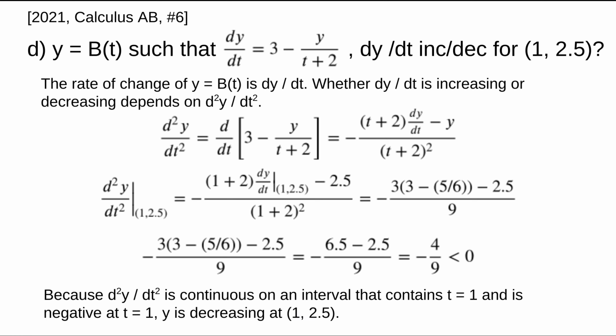Because the second derivative is continuous on this interval, you can check there are no discontinuities for dy/dt except at negative 2, but we don't care about negative 2. The second derivative, same issue. We're not going to have any discontinuities except at negative 2, but we don't care about negative 2. It's not anywhere near us. So because it's continuous on that interval that contains 1 and it's negative, we interpret that to mean that dy/dt is decreasing at (1, 2.5).